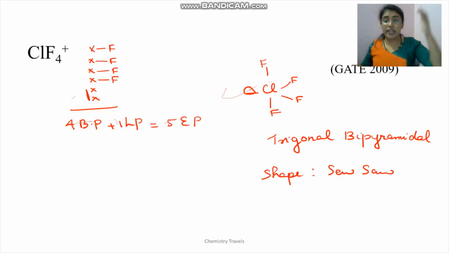So we just have to know the table, and from the table, using the steps, we can find out the number of bond pairs, the number of lone pairs and the total number of electron pairs. And using that, we can find out what the geometry of my molecule is and what the shape of my molecule is.